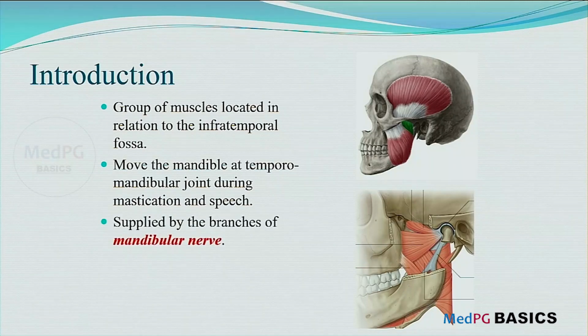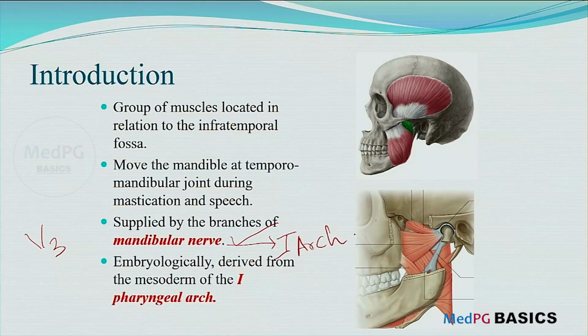The most important thing you have to remember is that they are supplied by the mandibular nerve. All these muscles of mastication are supplied by the mandibular nerve, which is the third division of the trigeminal nerve. You might know the mandibular nerve is the nerve of the first pharyngeal arch. As a result, any structure derived from the first arch should be supplied by the mandibular nerve. Hence, embryologically, all the muscles of mastication are developmentally derived from the first pharyngeal arch.